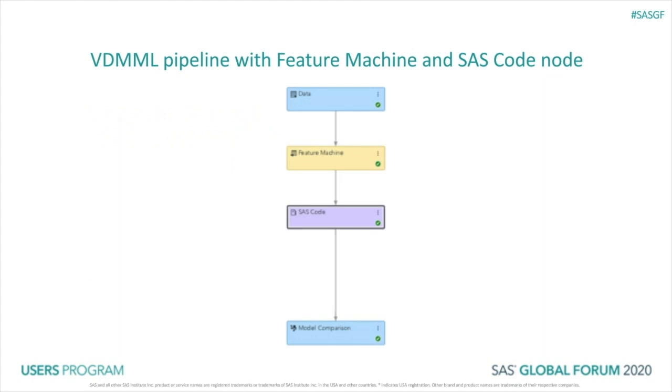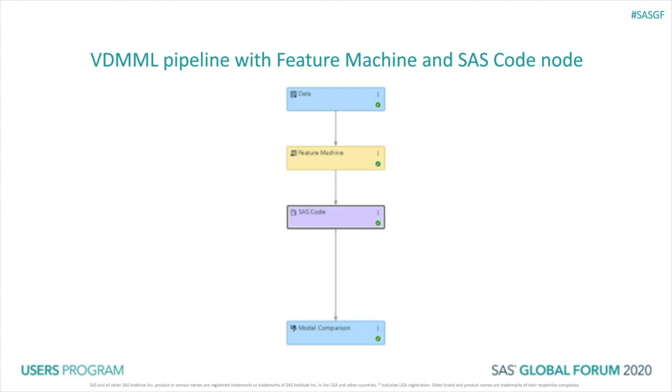To implement this, we created this pipeline in a VDMML project in Model Studio. The SAS code node is used as a supervised learning node. In this example, the SAS code node is used to create and submit the Python file to the remote system and display results from executing the Python model.